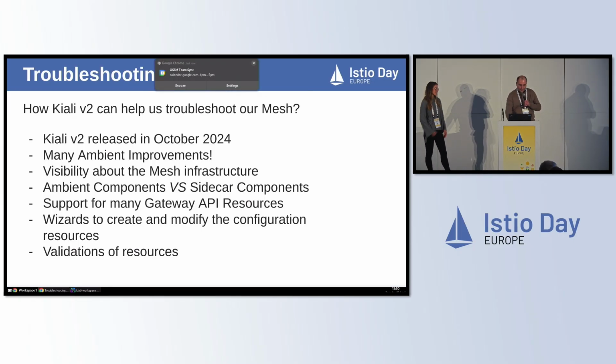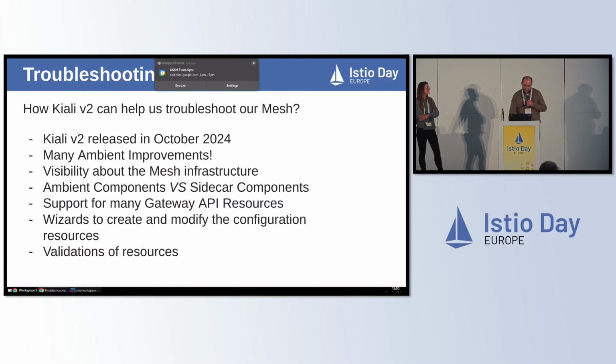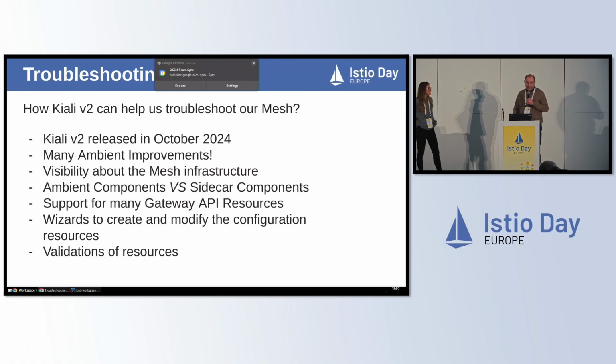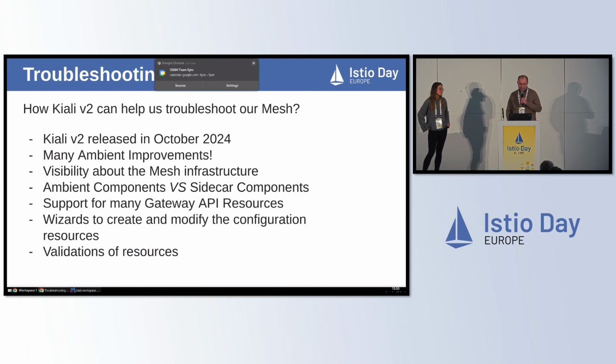And today we will be presenting how to use Kiali version 2 for troubleshooting Istio Ambient Mesh. Released in October 2024, Kiali version 2 introduces major improvements for Ambient Mesh, including visibility into the mesh infrastructure, whether there are sidecars or zTunnel waypoint proxies. Also, it provides support for Kubernetes Gateway API resources, allowing users to create and modify them by using the traffic management wizard component, as well as validations of those generated Kubernetes Gateway API resources.